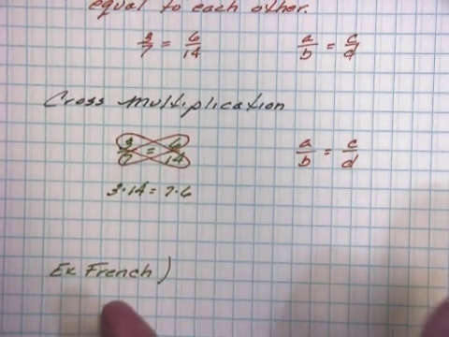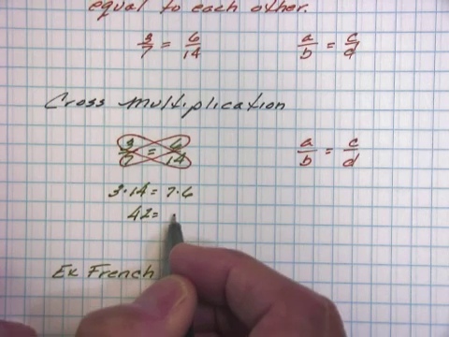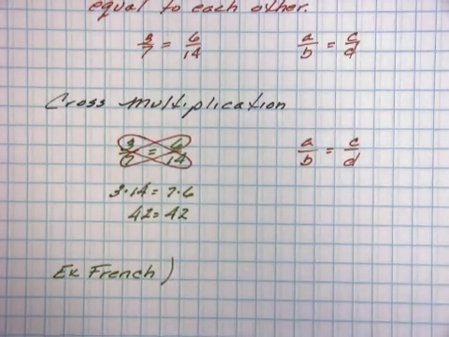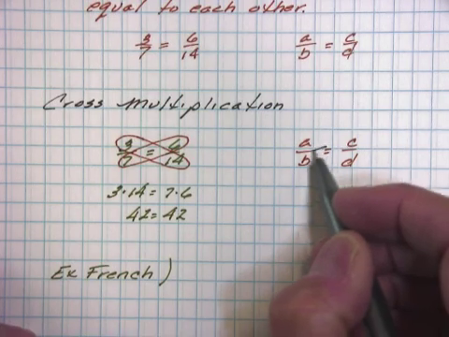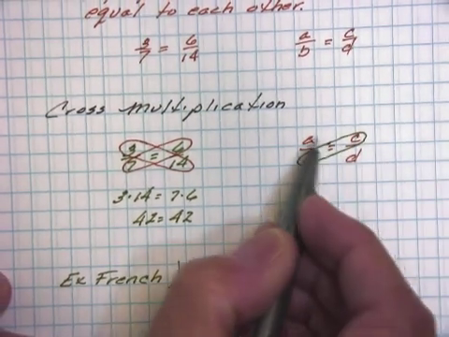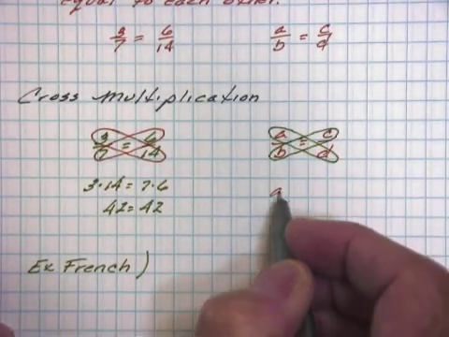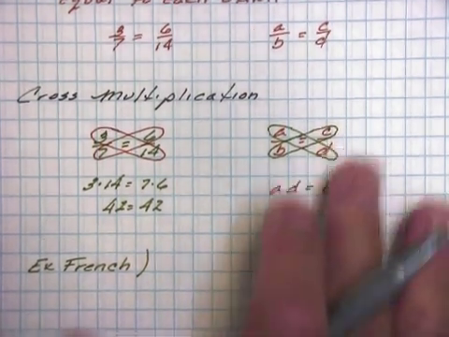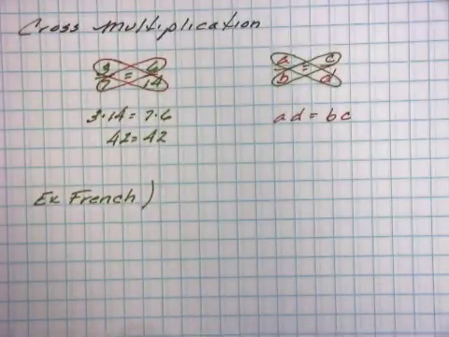You could write it the other way around. I could have had 7 times 6 equals 3 times 14, doesn't matter. But you see that what you get is 42 equals 42. And that's always going to be the case where when you cross multiply, the two sides of the equal sign have to be equal to each other. Algebraically, what that looks like is this. When you go to cross multiply, you get A times D equals B times C. Okay, so that's how ratios, proportions, and cross multiplication all fit together.